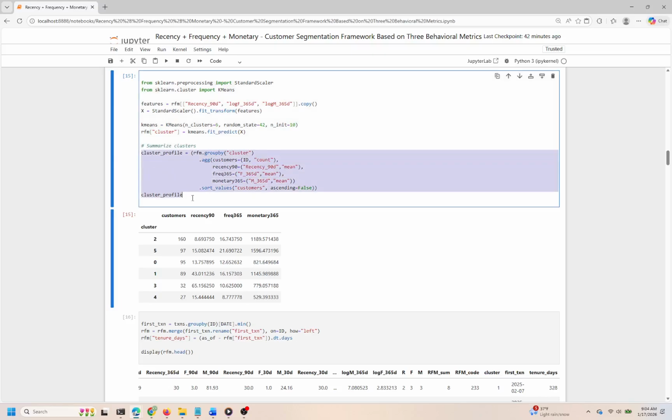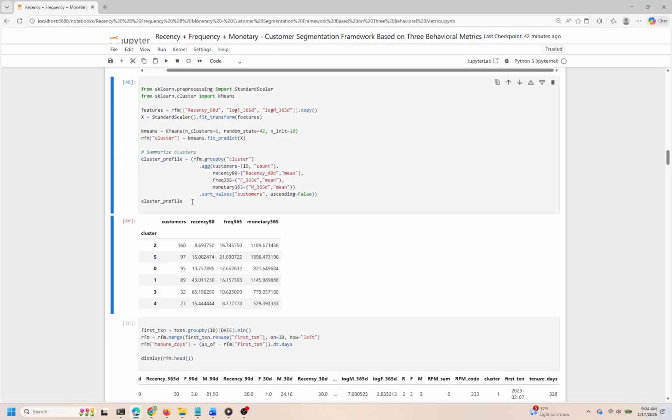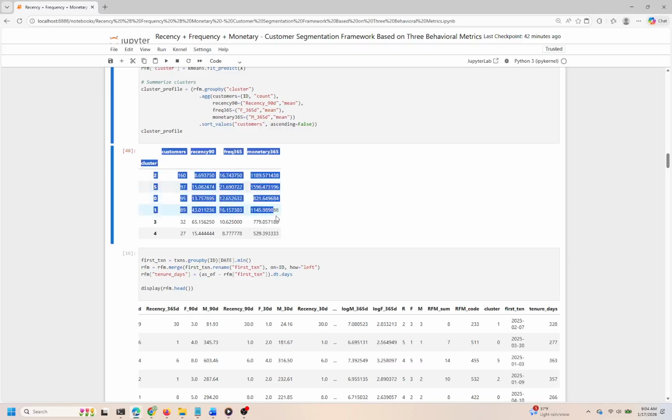The next step involves summarizing the characteristics of each cluster, where we aggregate key metrics such as the number of customers in each segment, their average recency, frequency, and monetary spend. By sorting these results based on customer count, we can quickly identify our largest groups, leading to invaluable insights about our customer base. As we look forward to the next cell, we anticipate using this cluster summary to inform our marketing strategies, tailoring our approach based on the distinct profiles we've created. This segmentation will facilitate more personalized communication, increasing engagement and potentially driving sales.